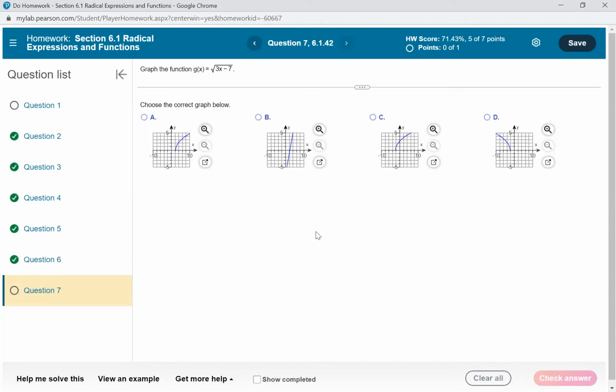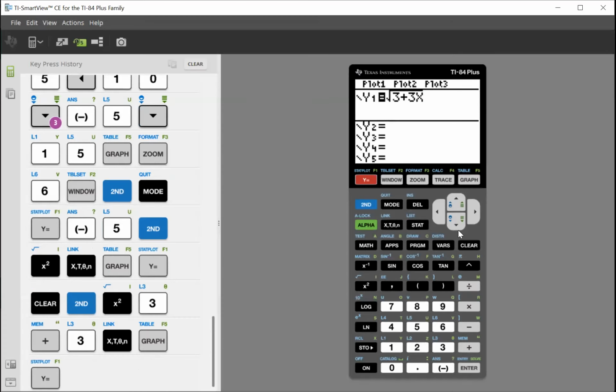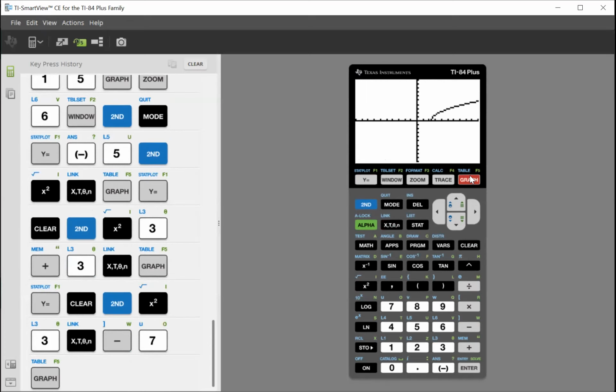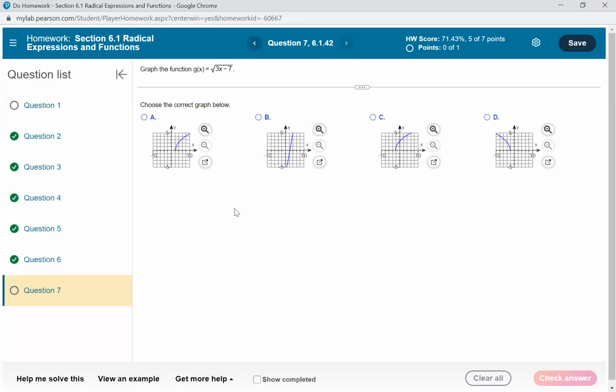And then let's see what 7's got. So that's the same thing, but it's a 3x minus 7. So let me go to y equals and clear that out. So now I got a square root, 3x minus 7. I'm going to graph that one. Notice it went right a little bit and going uphill. So let's see what we want. A, B, C, or D? A. So that's the only one that looks like it shifted right and going uphill.